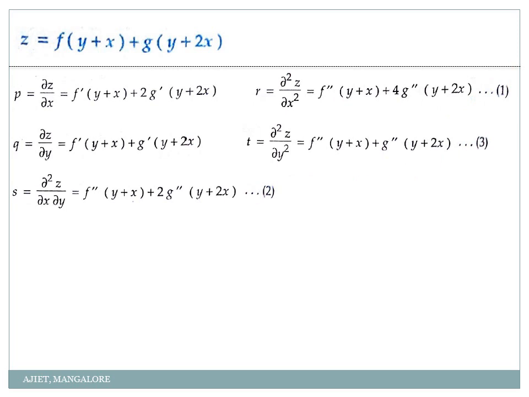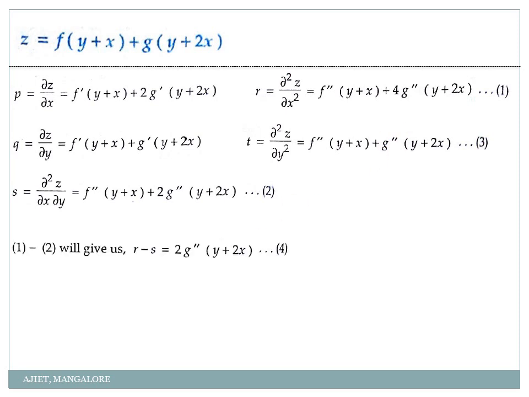Okay, now my question is, what combinations can you do so that we can eliminate the functions? So check properly here. If you check my equation 1, it is f'' plus 4 times g''. If you check my equation 2, f'' plus 2 times g''. And if you check my equation 3, f'' plus g''. So 4, 2 and 1 are involved in g. So what can I do now?